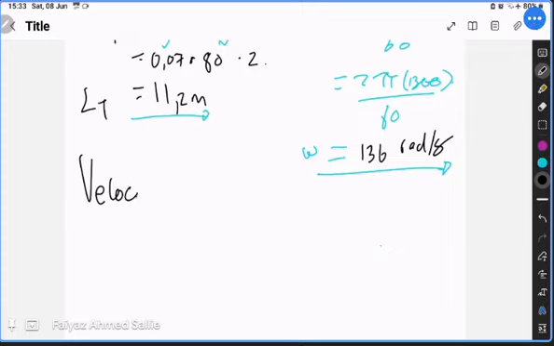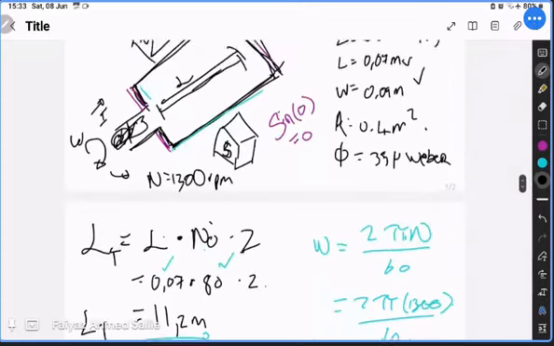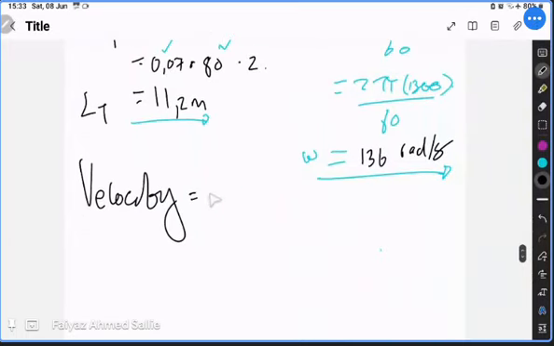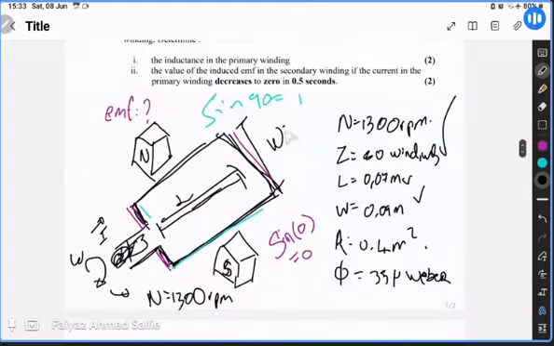Okay. So the next step is to get the velocity. About that formula, velocity is angular velocity times radius. So we have 136 multiplied by radius. So this is our width, so our radius is going to be divided by 2. So it's 0.09 over 2.